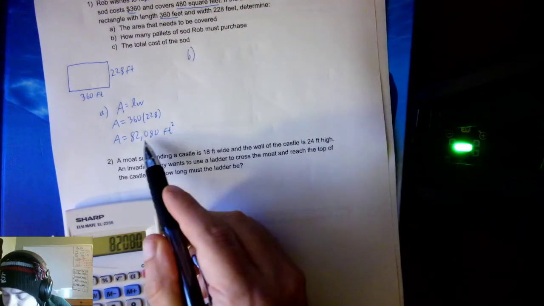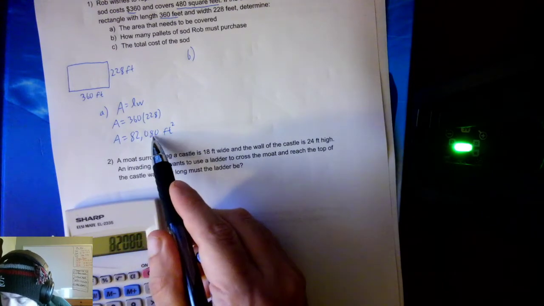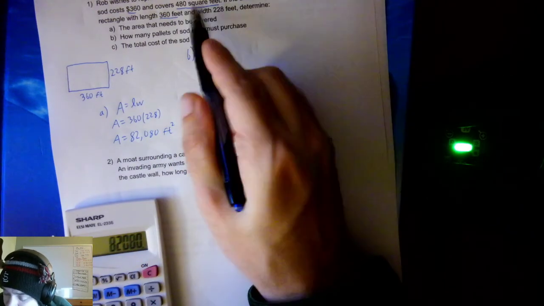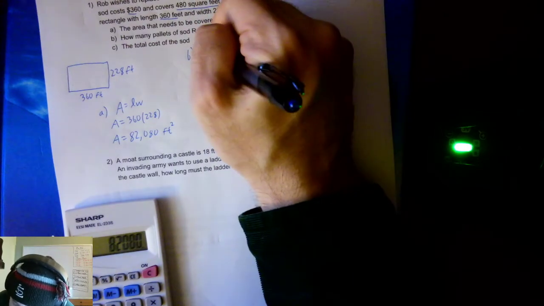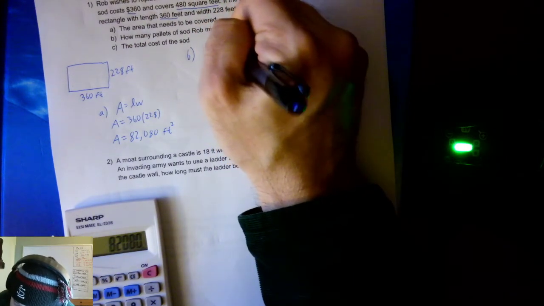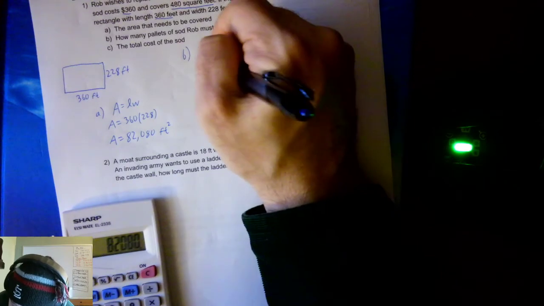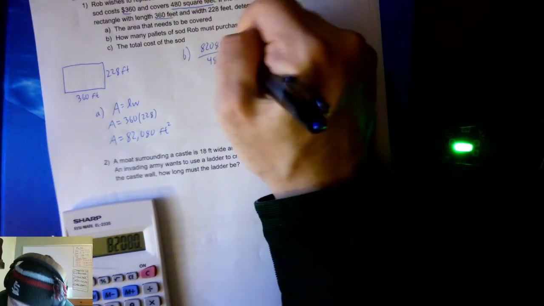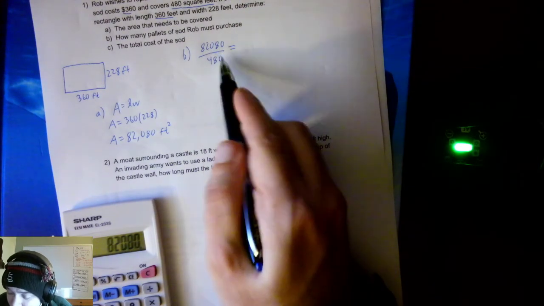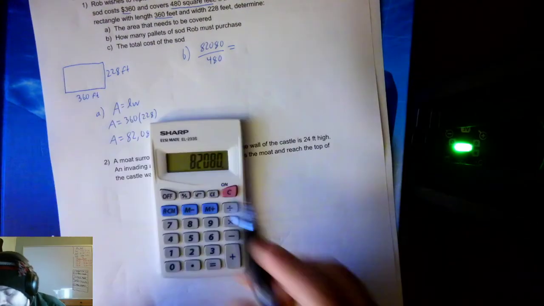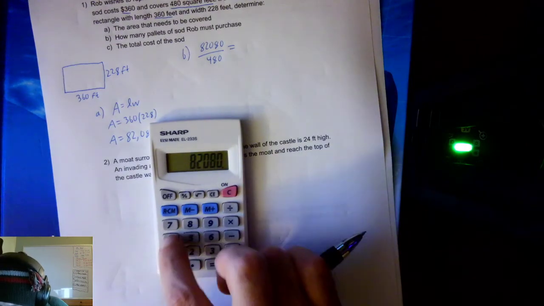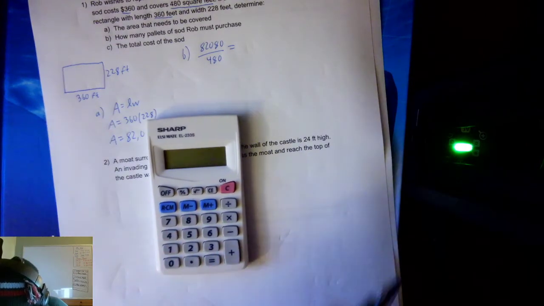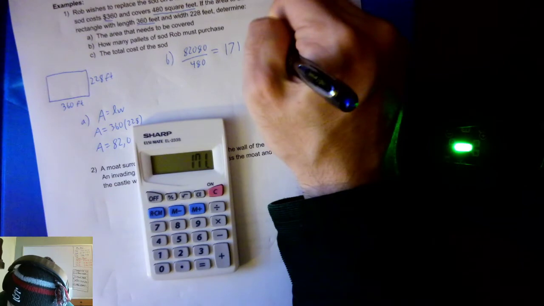Well, if I have to cover a total of 82,080 square feet, and each pallet covers 480, I can take 82,080 and divide it by how much each pallet covers, right? How many pallets do I need? Divide the total by how many each pallet covers. So I'll take the total amount I need to cover and divide it by 480. Gives me 171. 171 what? Pallets, right? We're measuring pallets.